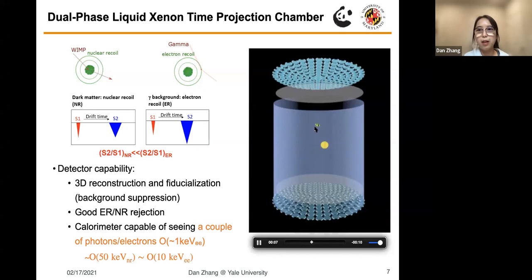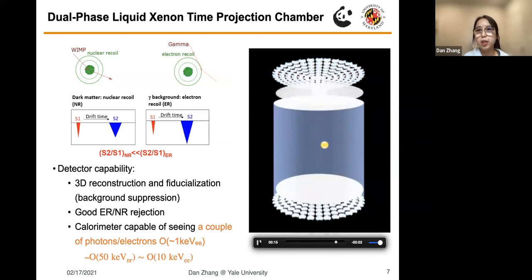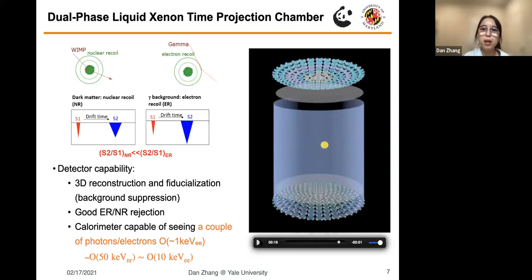And the ionization signal survives as free electrons are drifted upward in an electric field. After the free electrons reach the liquid-gas interface, another, stronger extraction electric field takes the electrons out and generates a second proportional scintillation light, which we call S2. And these are the two main observables in the liquid xenon time projection chamber.